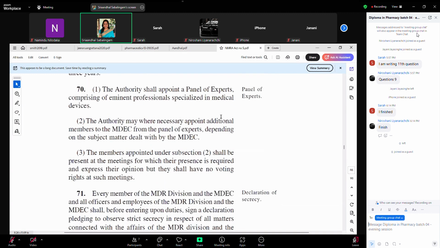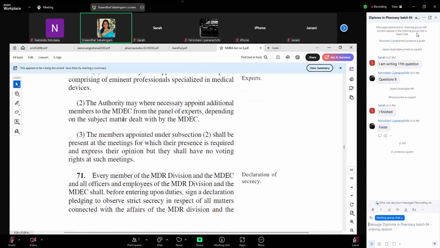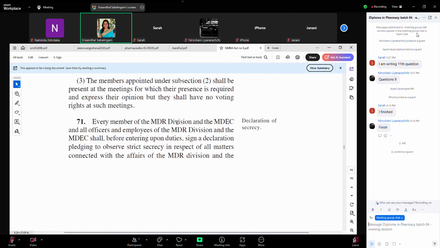The authority can appoint a panel of experts specialized in medical devices. They can appoint these additional members to the Medical Devices Evaluation Committee from the panel of experts, depending on the subject matter dealt with by the MDEC. Members appointed shall be present at the meeting for which their presence is required and express their opinion, but they don't have voting rights.